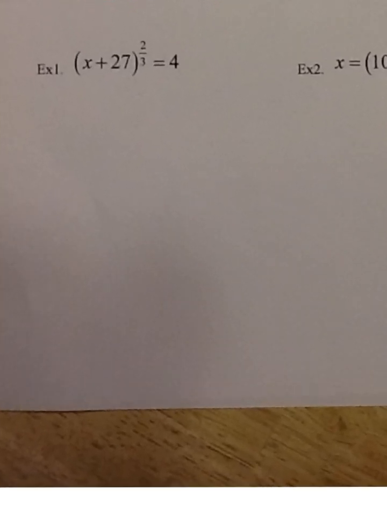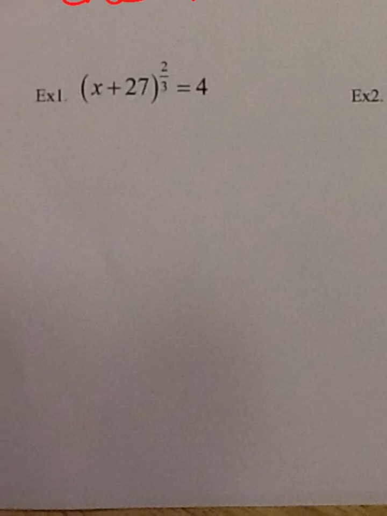All right, let's take a look at number 1. I have x plus 27 raised to the 2/3 power. The first thing is I make sure my base is a binomial and my exponent is isolated. Since they are, all I have to do is multiply my exponent, 2/3, by its reciprocal, 3/2. If I raise the left side to the 3/2 power, I have to raise the right side, 4, to the 3/2 power. When I multiply these together, it becomes 1, so I have x plus 27 to the first power equals.